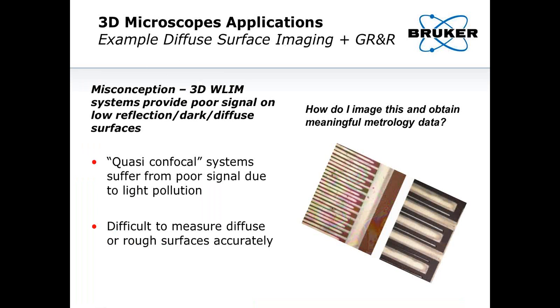Another example: there are some misconceptions about the ability of a system like this to measure accurately when there is a diffuse surface as well as a low reflectant surface, as I mentioned previously. You might have heard, or I know at least I have heard people talk about this as a quasi-confocal system. I explained that you can think of a white light interference system as a type of confocal system. It doesn't have a pinhole, this is true, but it does use coherence to help you set the vertical planes of comparison. Some people might think that it suffers poor signal because of light pollution, or it's difficult to measure diffuse or rough surfaces because of this. But in reality, if you're careful about how you process the camera frame's information, this is not the case.